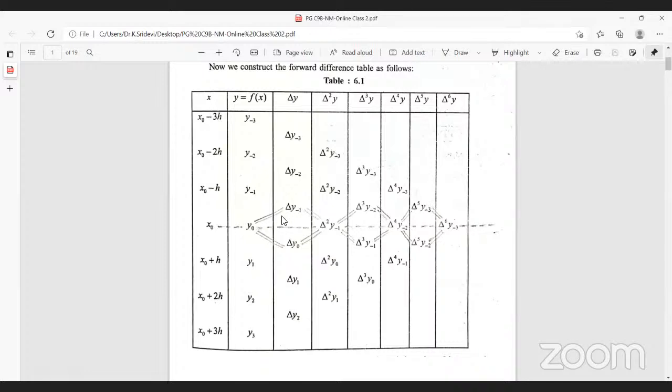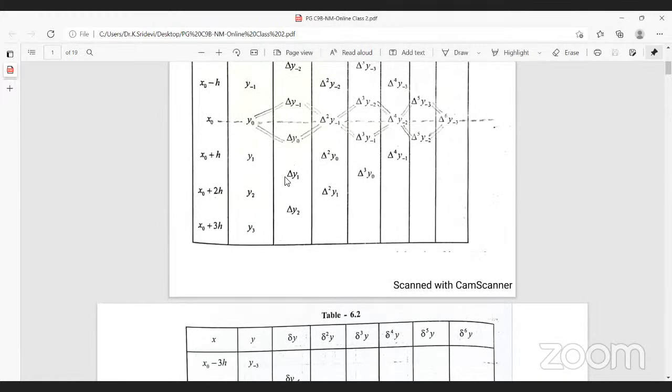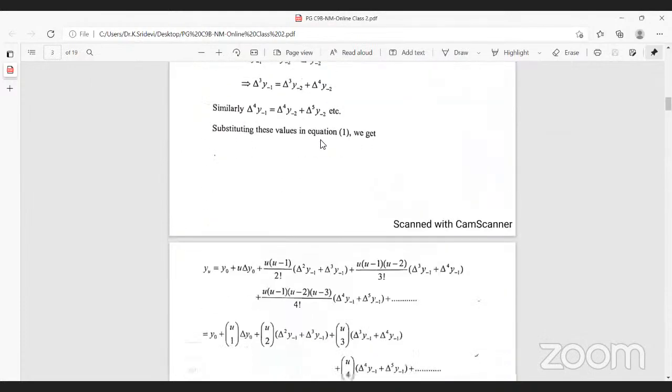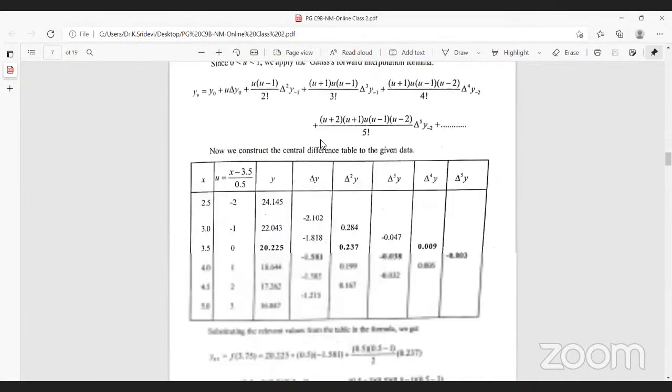So y naught plus the average, the second term is the average of this one, the third term involves this, the fourth term involves the average of these two, and the fifth term involves this one, and the sixth term involves the average of these two, and the seventh term involves like this. So remember this table and identify this. This is related to Gauss forward, and this is related to Gauss backward, and the total is related to Stirling's formula.